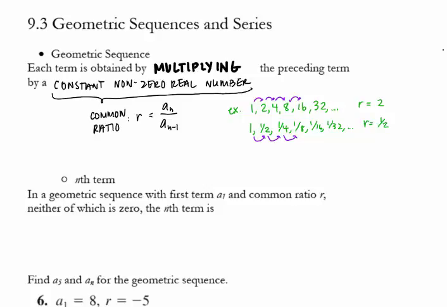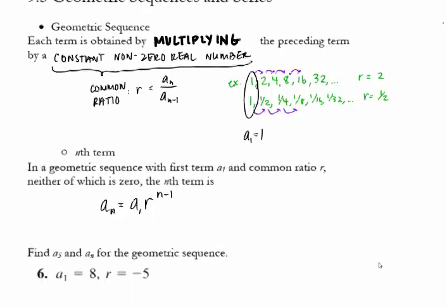So these common ratios can be whole numbers, the numbers can grow, or they can be fractions, and the numbers can shrink as we make the sequence. The point is that we're multiplying by the same number each time. To do that, we generate an nth term, and the nth term of the sequence is the first term, that's the starting point, times the common ratio r to the n minus 1 power. So we had a starting point a1, and then we multiplied by r n minus 1 times.